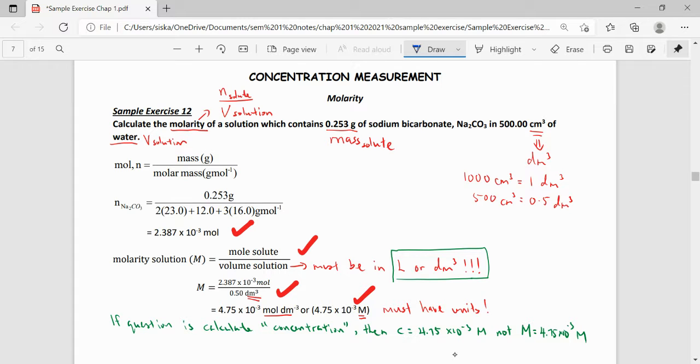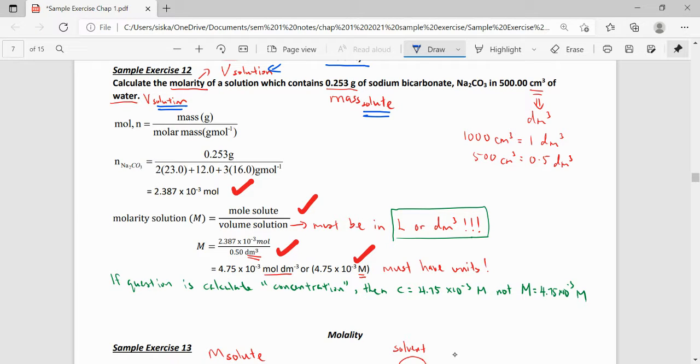Concentration measurement. Okay, the first one, let's look at molarity. For molarity, you must know the formula, and also you must know it is mole of solute over volume of solution. So when you read this type of question, you must identify which is solute, which is solution. For molarity, we can use capital M.